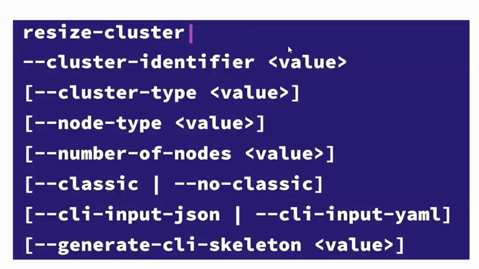In order to resize your cluster using the CLI, you need to have a file with the configuration that you want to apply, that is, the resizing option, either classic resize or elastic resize. You can save that file in either JSON format or YAML format. So let's see the code in a JSON or YAML format file. Here you can see resize cluster.